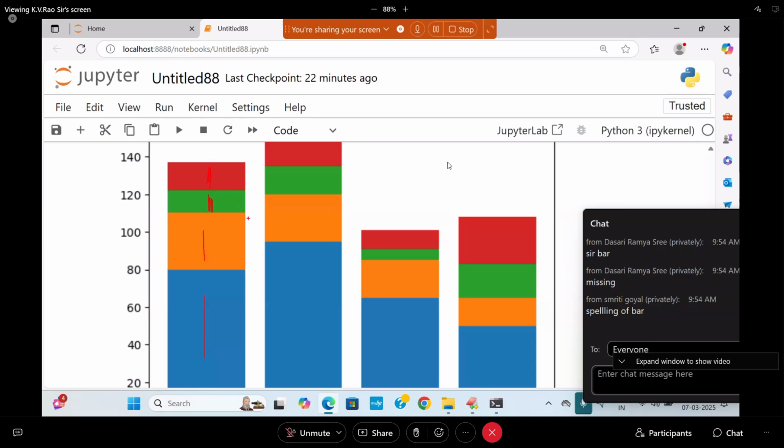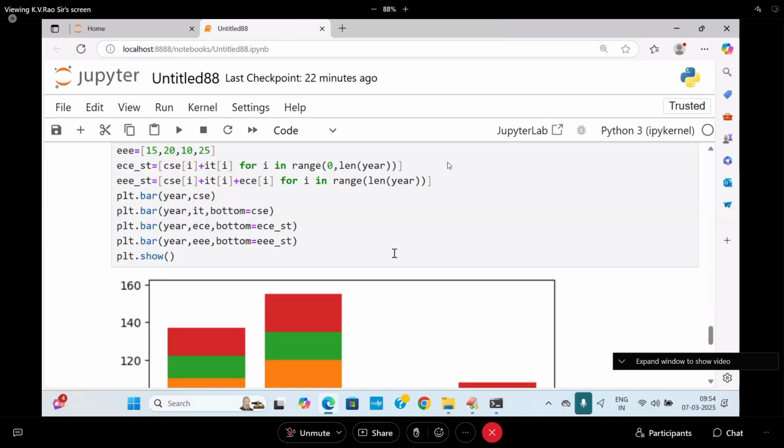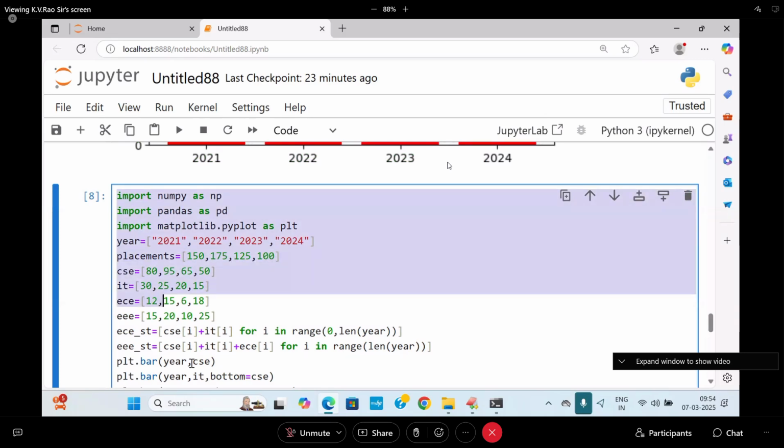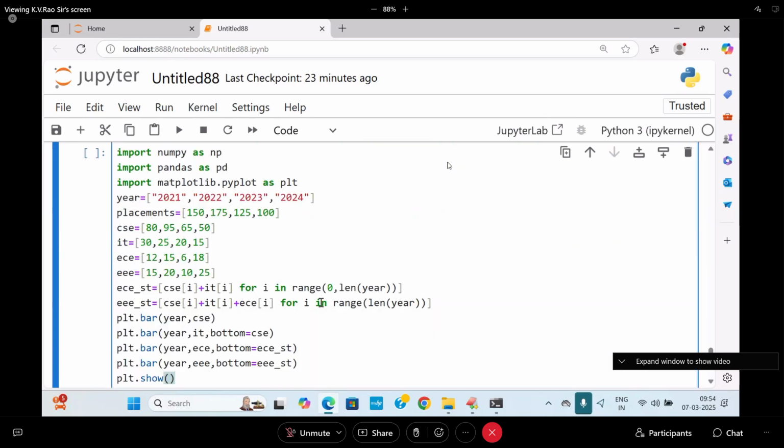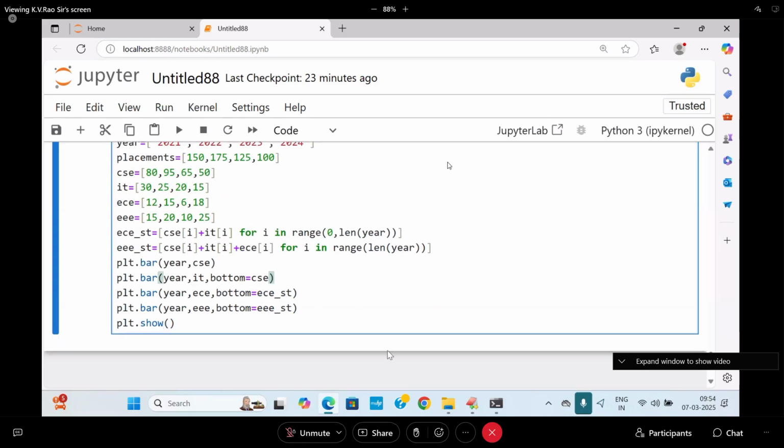So if you want to add a legend to this, you can give label also. If you want to give your own colors, I already said to you how to give your own colors. Later I will add the legends also. Now go to this place. Now I'm writing color is equal to something like red. Here I am writing color is equal to orange. Here I am writing color is equal to, okay, what is that? Purple.